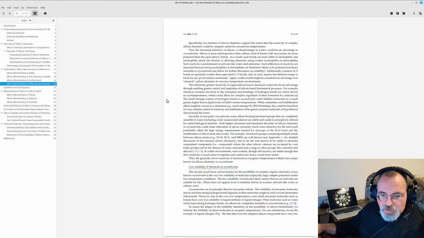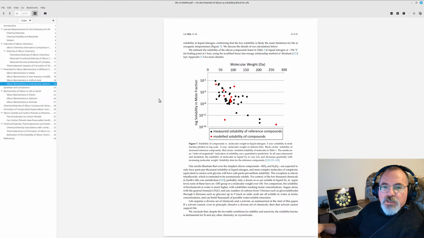Let me start that last paragraph again. To assess the degree of the solubility limitation on the possibility of silicon biochemistry, we estimate the solubility of silicon molecules at cryogenic temperatures. For our calculations, we used the example of liquid nitrogen, which is N2. We find that even the simplest silicon compounds have very low solubility in liquid nitrogen, confirming that the low solubility is likely the main limitation for life at cryogenic temperatures. We discuss the details of our calculations below.